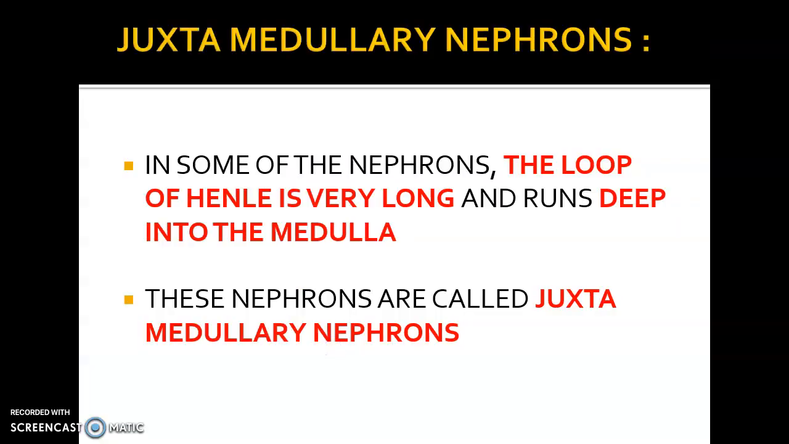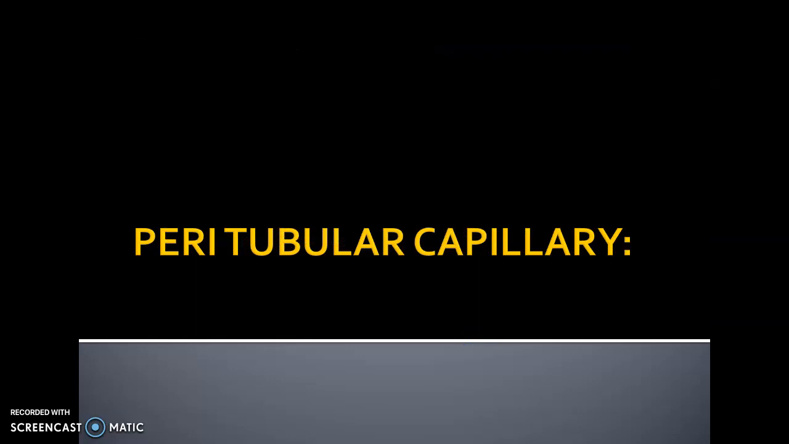Similarly, as we have just observed in the diagram, in some of the nephrons, the loop of Henle is very long and runs deep into the medulla. So these nephrons are called juxtamedullary nephrons. Thus, we have tried to differentiate the nephron based on its location, either in the cortex region or in the medulla region. If they are found in the cortex region, we call them cortical nephrons. If they are found in the medulla region, then we call them juxtamedullary nephrons.